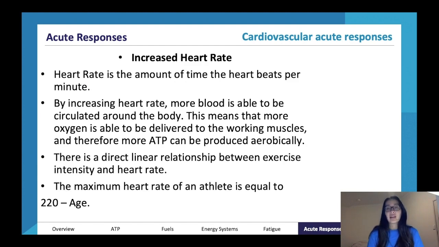One of our main cardiovascular acute responses, if you imagine going out running, what's the first thing you're going to notice? Probably that you're out of breath. Second thing is probably your increased heart rate. You'll feel your blood pumping, right? You'll start to be more flushed because your blood's pumping harder. So increased heart rate is a cardiovascular acute response to exercise. What is heart rate? It's the number of times the heart beats per minute. So it's taken in beats per minute.